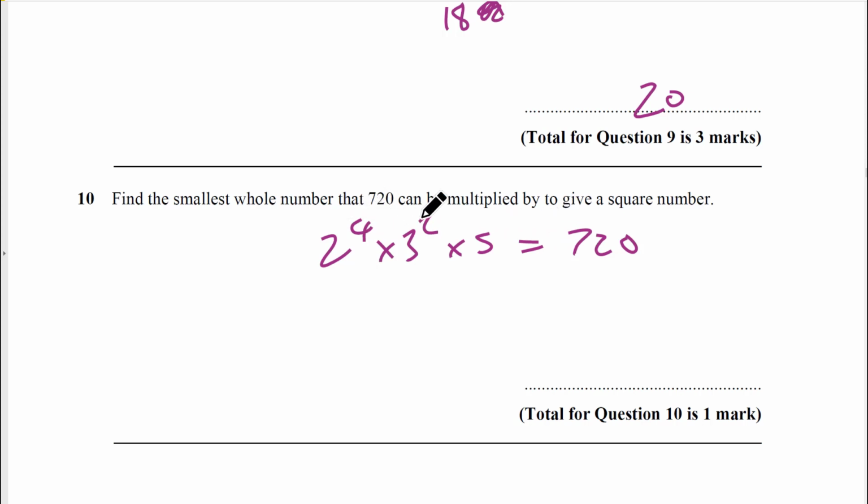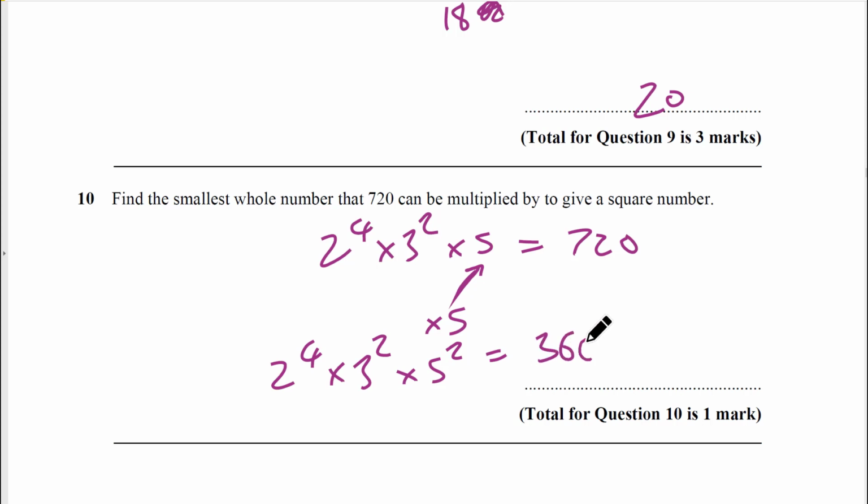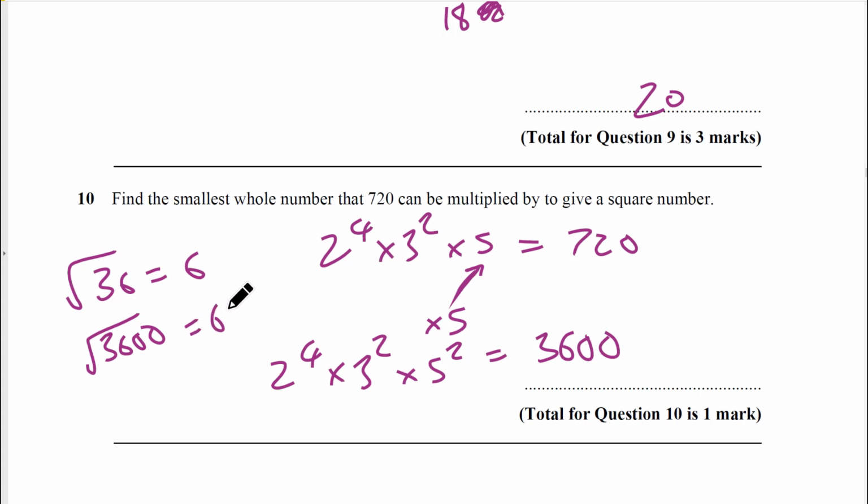Well, can you see that's 3 squared, that's squared, the 2 is squared and squared again to get 2 to the power 4. So to make this a square, we just need to times that by 5, because that would become 2 to the 4 times 3 squared times 5 squared. So 5 times 720 is 3,600, which will make sense because the square root of 36 is 6. So 3,600 square rooted is going to be 60.